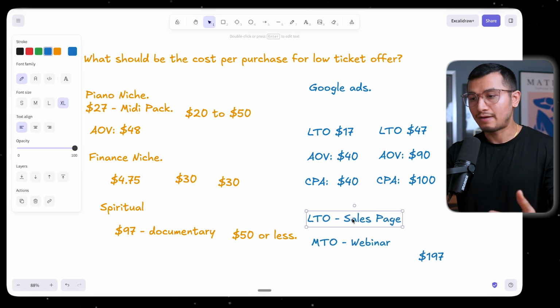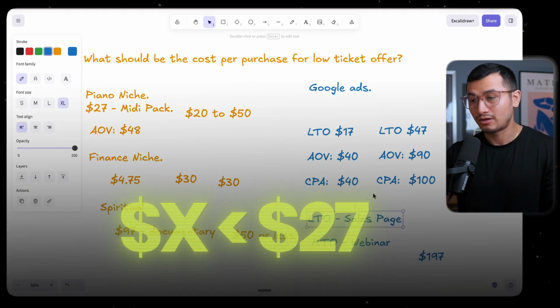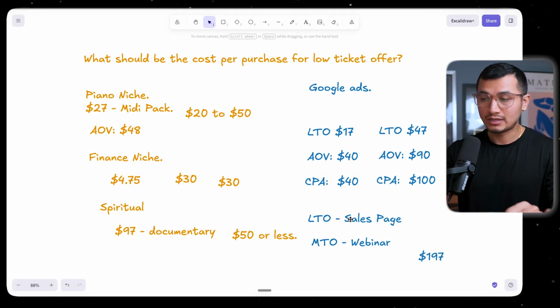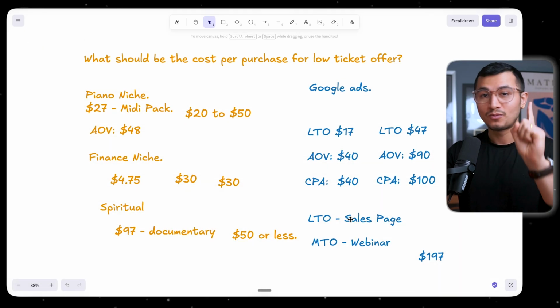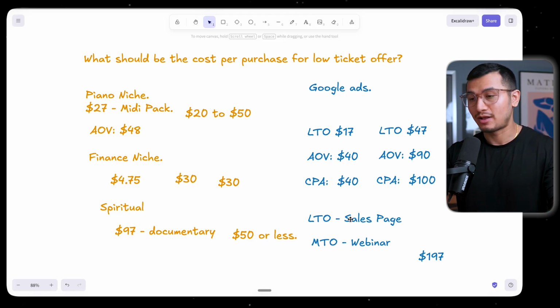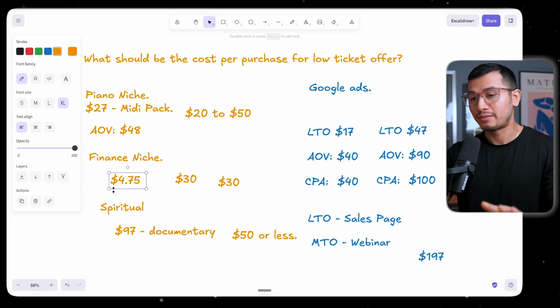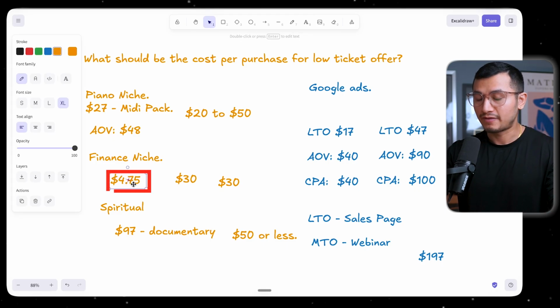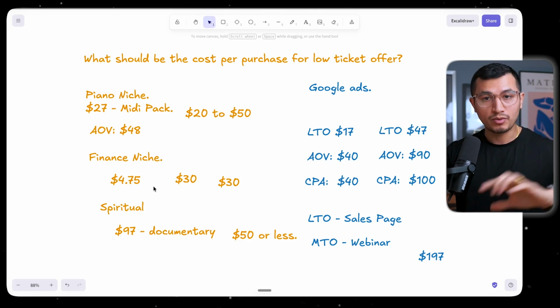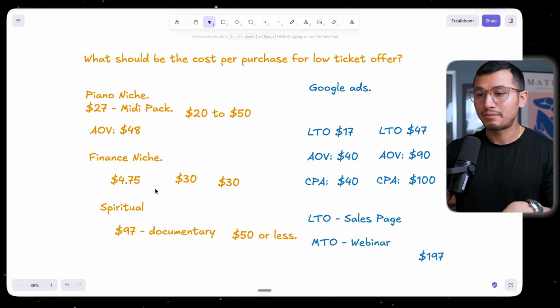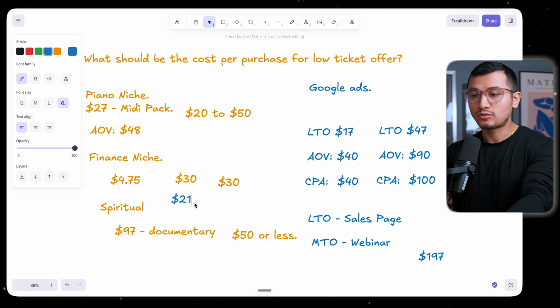But typically if you have a low ticket offer, I would recommend keeping it actually less than $27, to be honest. We have tried $27, $37, $47, $17, $11, $9, $4, $2, $1, 99 cents as well. And we have found so far the best price point to be $4.75. I have a friend who tested multiple price points like I did, and he actually had a better fit at $21. And that's why you have to test the price.